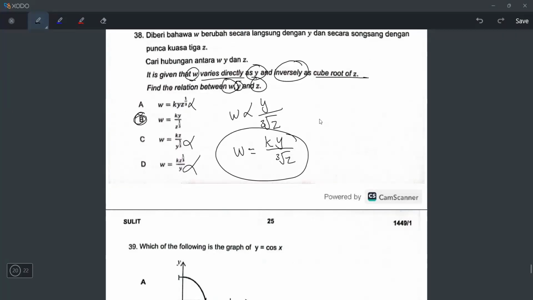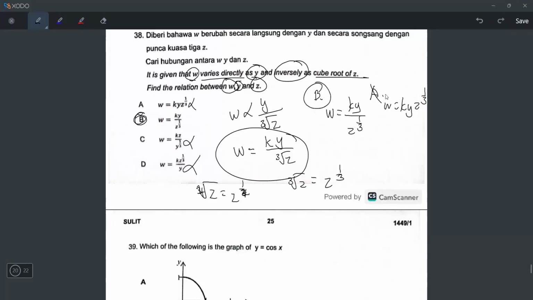Because the B answer is like this, KY over Z power 1 over 3. And this is the B answer. And then the A answer is what? W equals to KY Z power 1 over 3. Actually, this cube root can change to power 1 over 3. It means if I say square root, Z is actually Z power 1 over 2. If I say cube root, it's power 1 over 3. If I say fourth root, then it's 1 over 4. Okay? So if it's 1 over 3 means cube root.